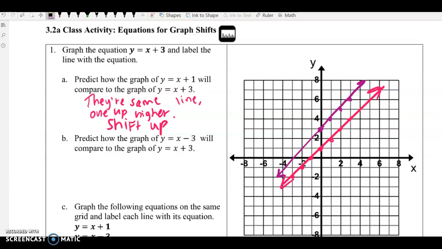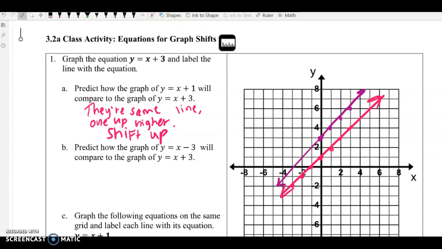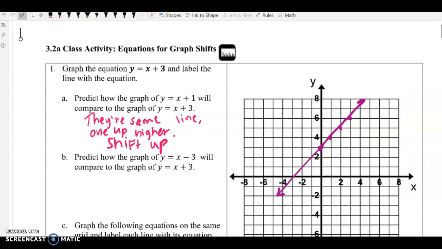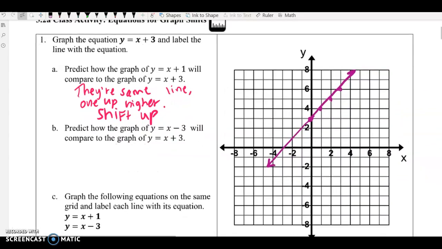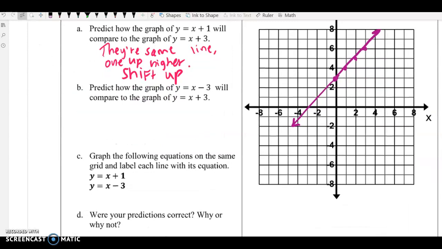Predict how the graph of y equals x minus 3 will compare to the graph of y equals x plus 3. So looking at those two graphs, guys, if I erase this pink one and I leave that purple one because that was my x plus 3, how do you think my graphs will compare if I have an x minus 3? Well, I'm predicting it's going to look the same. It's just a shift down on my y-axis. And what's telling me it's shifting down is my b value.